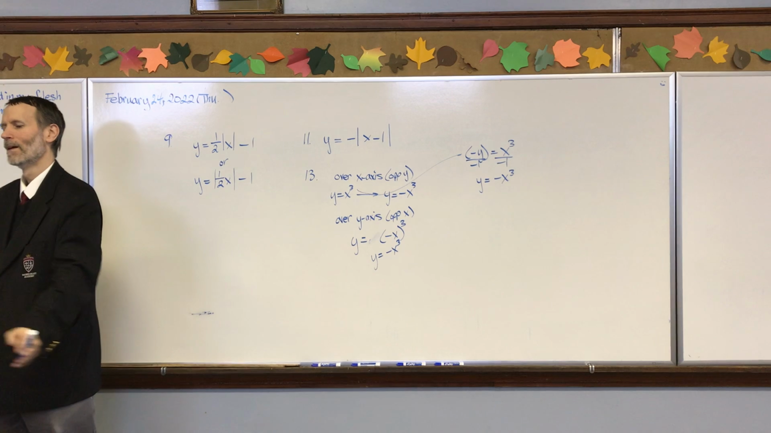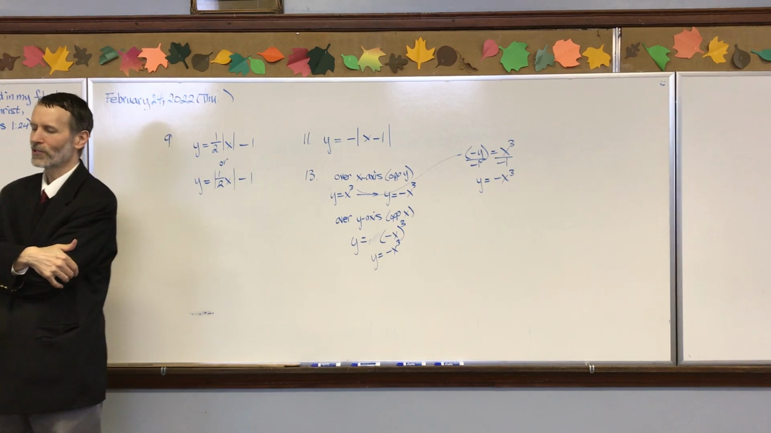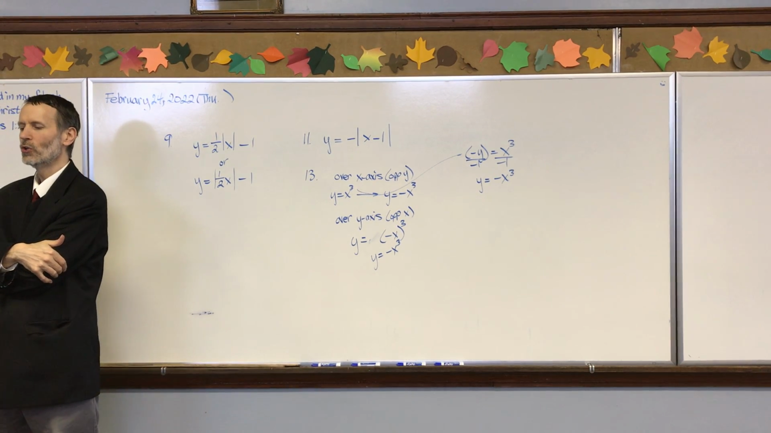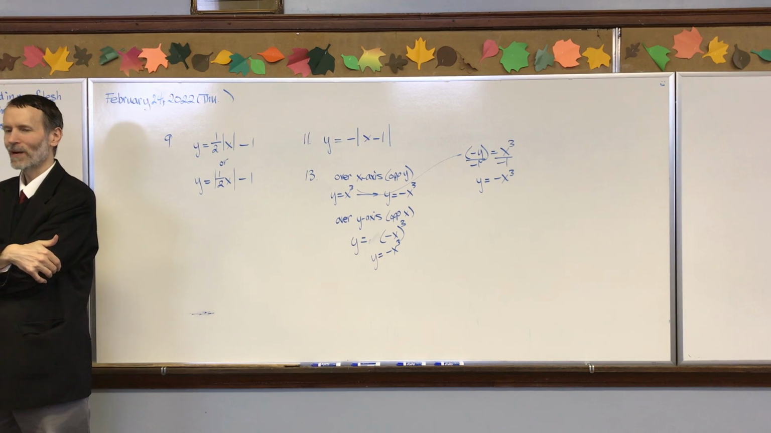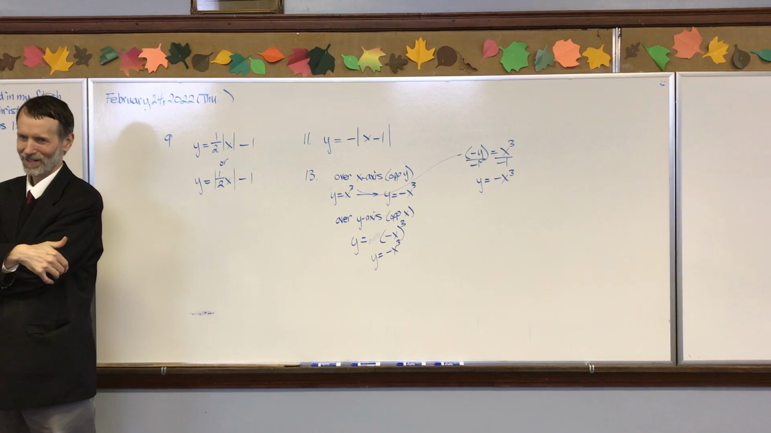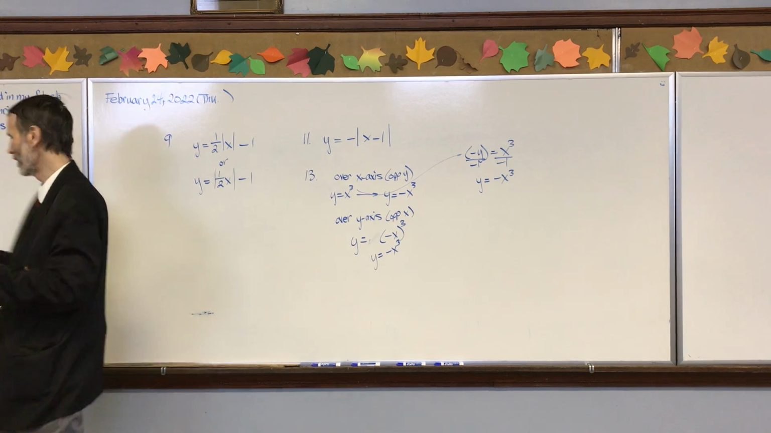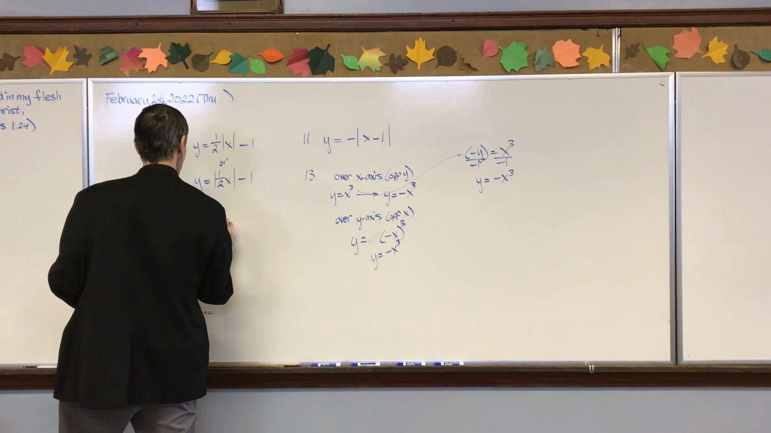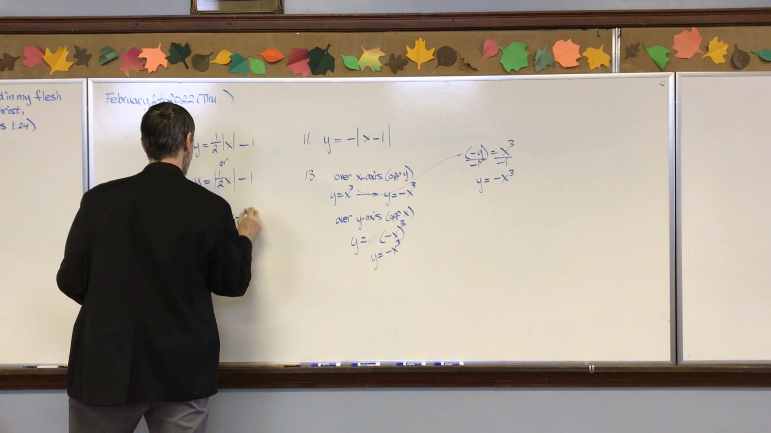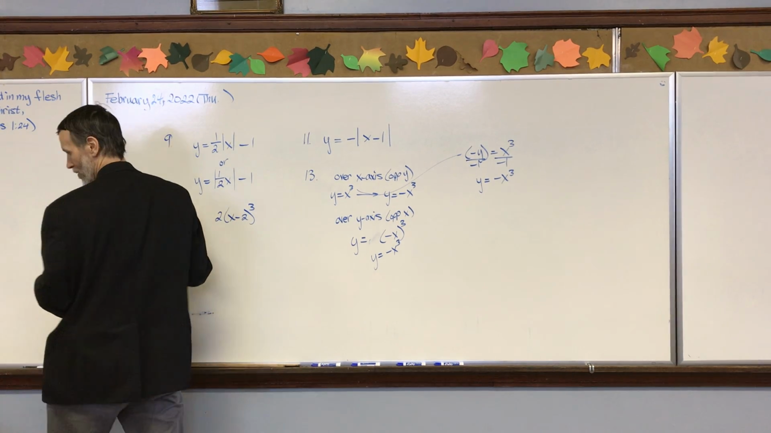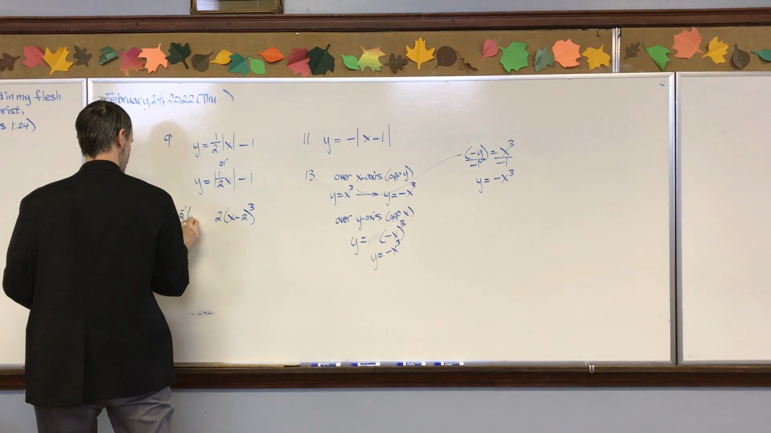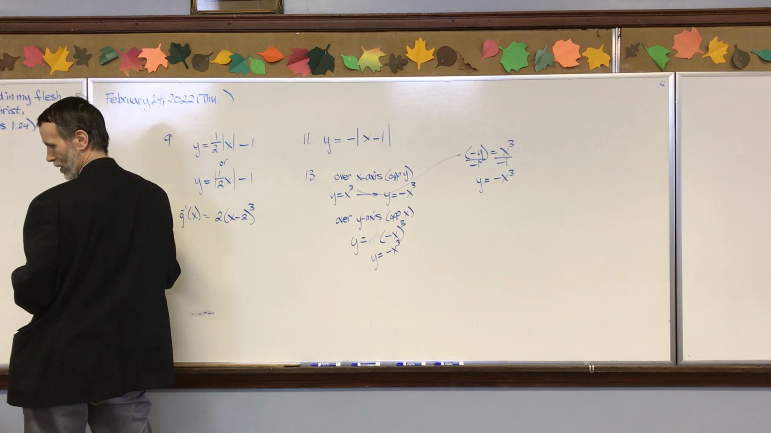Number 19, the inverse of this is g inverse of x equals 2 parentheses x minus 2 quantity cubed. So 2 and then x minus 2 in parentheses cubed. Did we get that? Number 19? Let me just write it down. It was 2 parentheses x minus 2 cubed. So g inverse. That's for number 19.